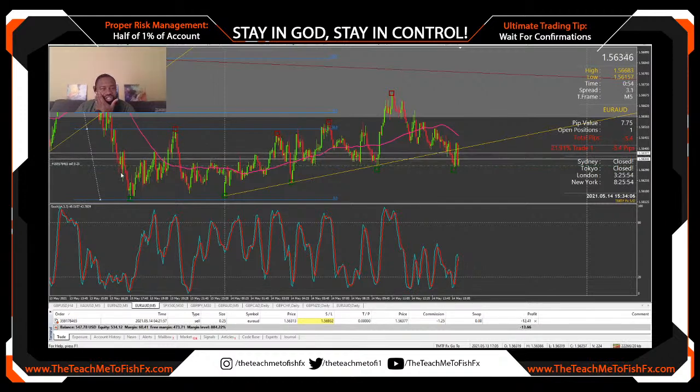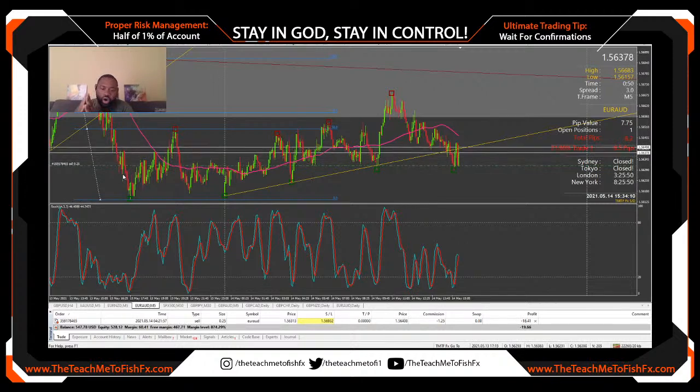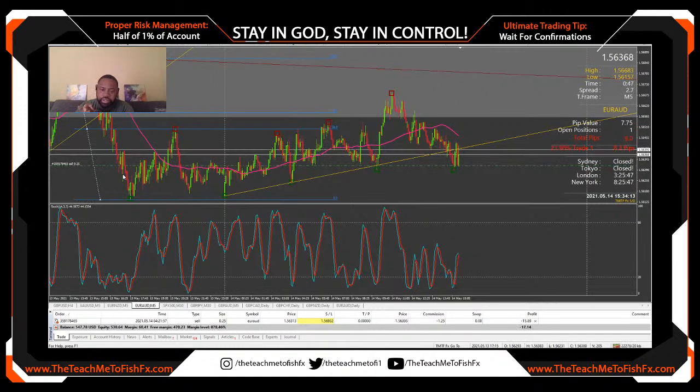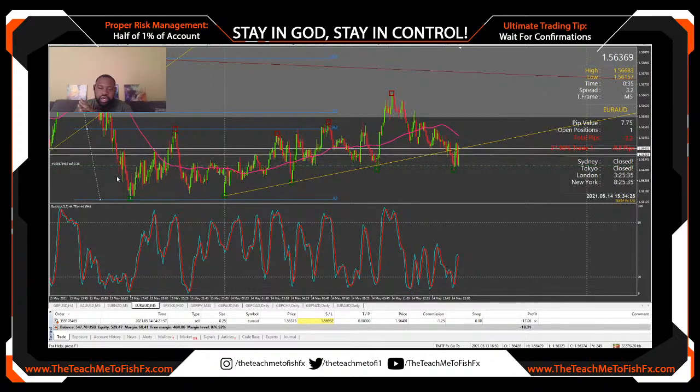Also, a reason why I chose Euro Aussie, if you guys don't know, my go-to pairs are pound pairs, Euro Aussie, Euro NZD, gold, and the S&P 500. These are highly volatile pairs, about 100 pips or more in a day.